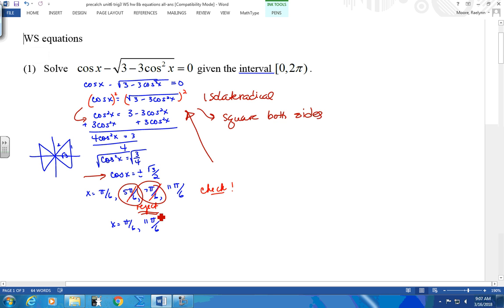It always happens on a radical. On the radicals, you have to check. So make sure you check. So this is your solution to this.